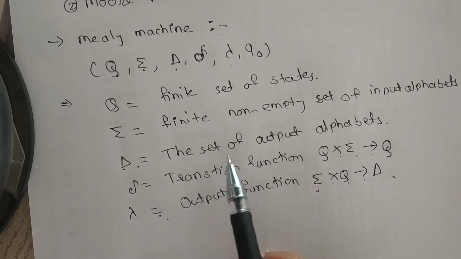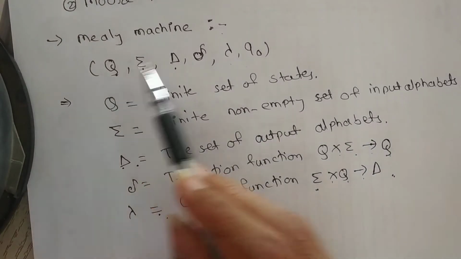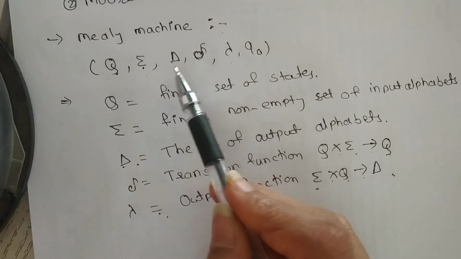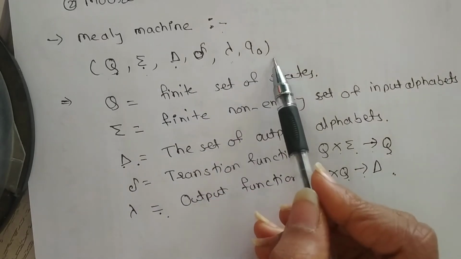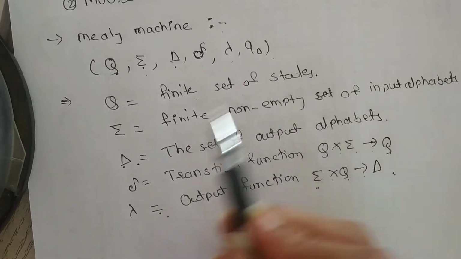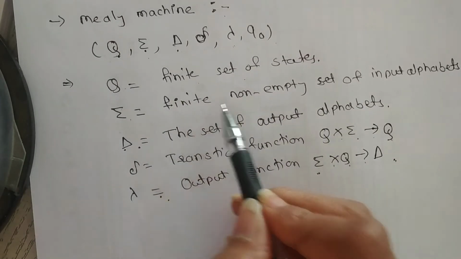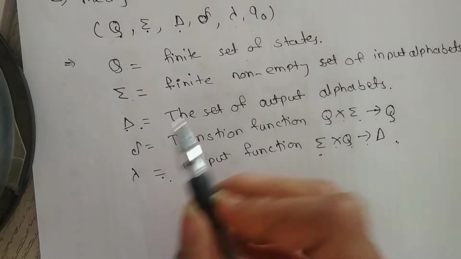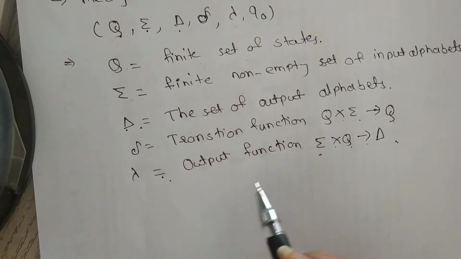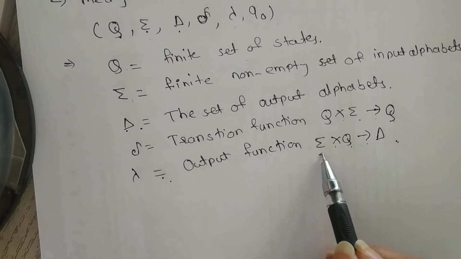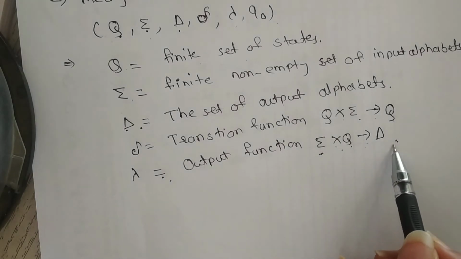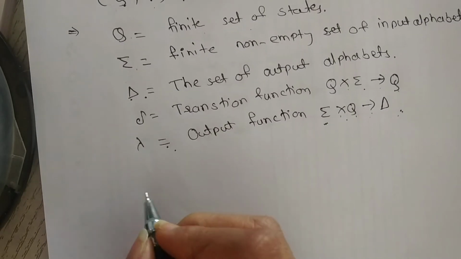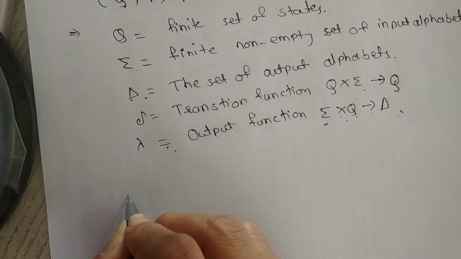For right now, let's again revise these 6 tuples: Q, sigma, delta, del, lambda, q0. Q is a finite set of states. Sigma is a finite non-empty set of input alphabets. Delta is the set of output alphabets. Then lambda is the output function, sigma cross Q to del. This one is a new one. Now a small example, we will see this with a small example. Let's start.